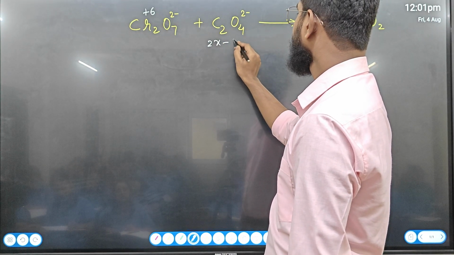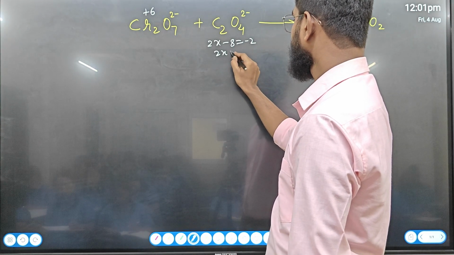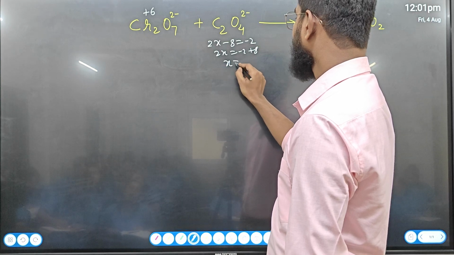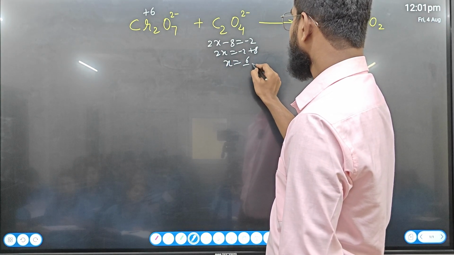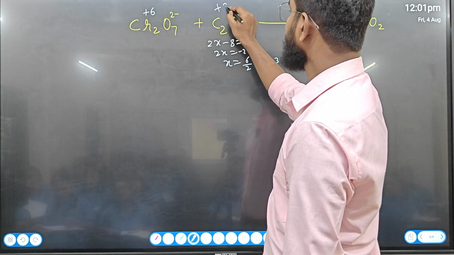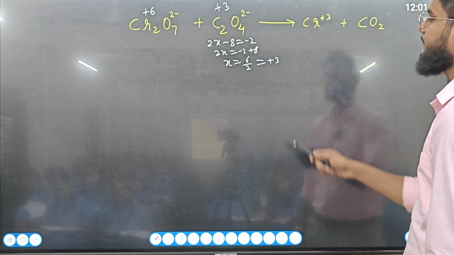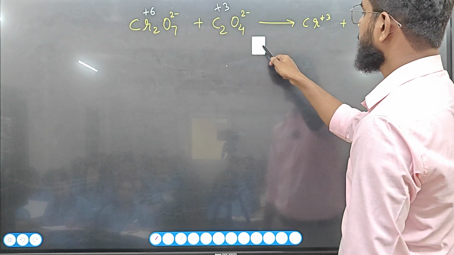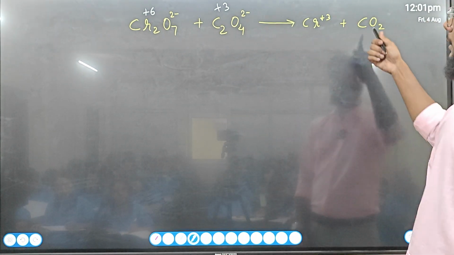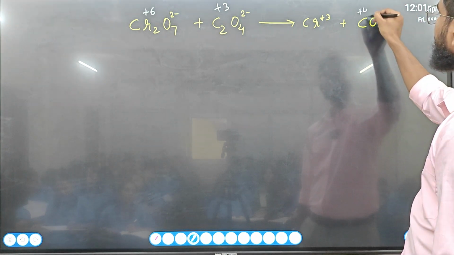2x minus 8 equal to minus 2. So x is equal to 6 by 2, that is plus 3, right? X is equal to plus 3. Here the oxidation state of carbon is plus 4. Okay.